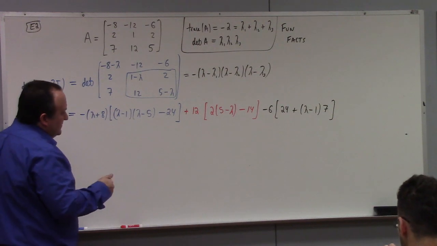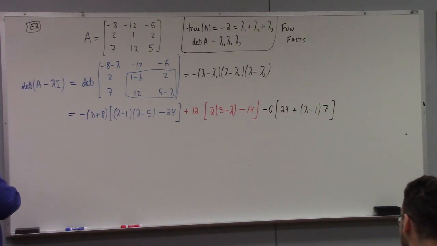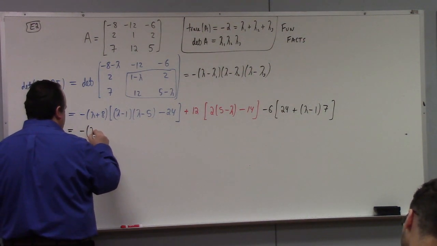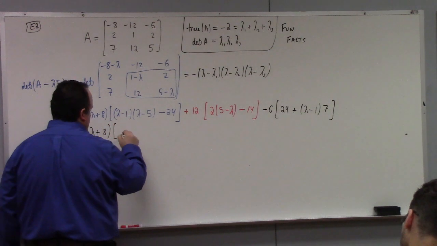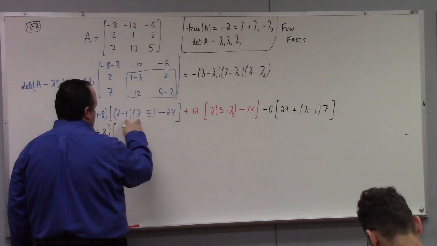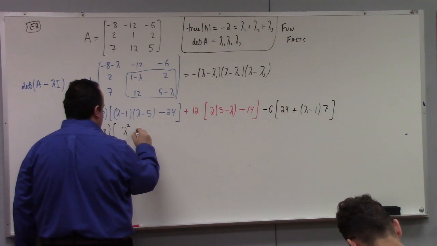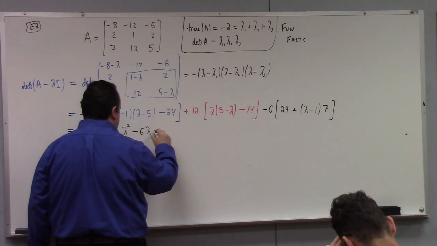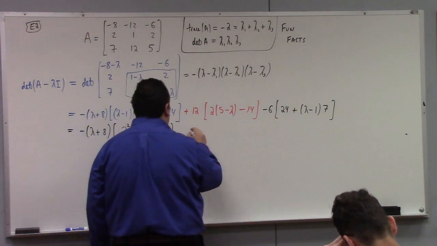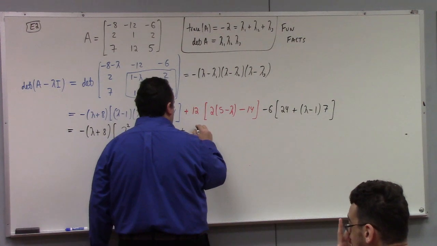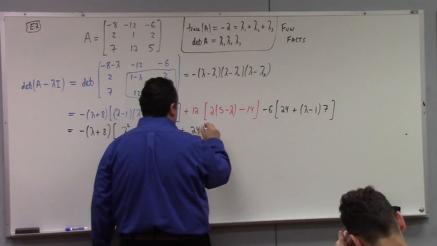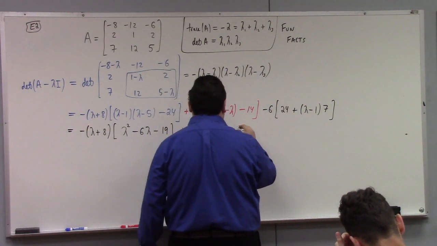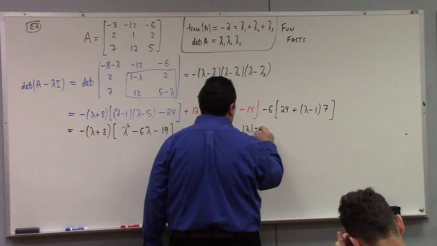So have you guys worked it out? All right, so let's try it out. So I've got minus parentheses lambda plus 8. All right, so we've got lambda squared minus lambda minus 5 minus 6 lambda. I've got a plus 5 here, minus 24, which is a minus 19. And then over here, I've got 24 times 5 minus lambda. Let's see here. Plus 12 times minus 14.